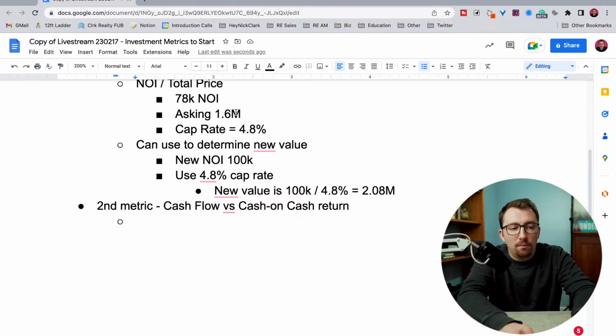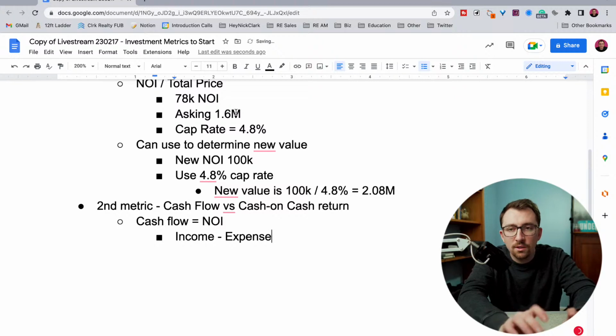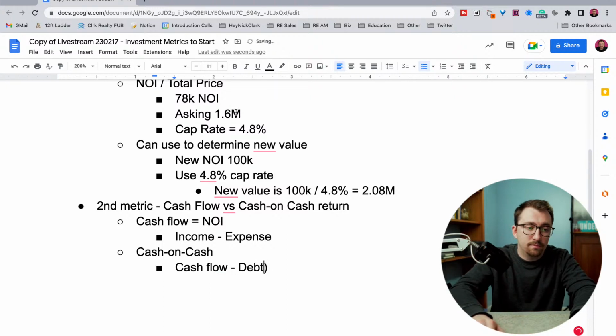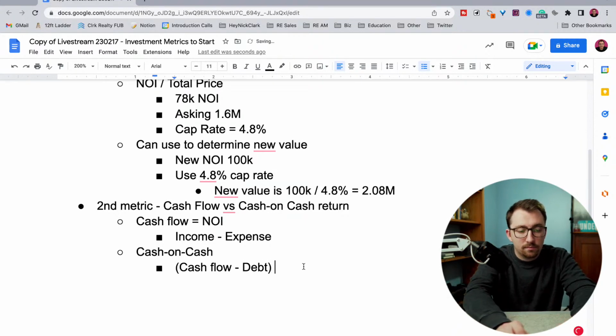So cash flow is another way of talking about net income. It is your income minus expenses. So when you see someone say cash flow versus net income, they're talking about the same thing. Cash on cash is your cash flow minus your debt. Sorry, I have to put some parentheses here, back to the engineering equation world. Divided by the cash in the deal.